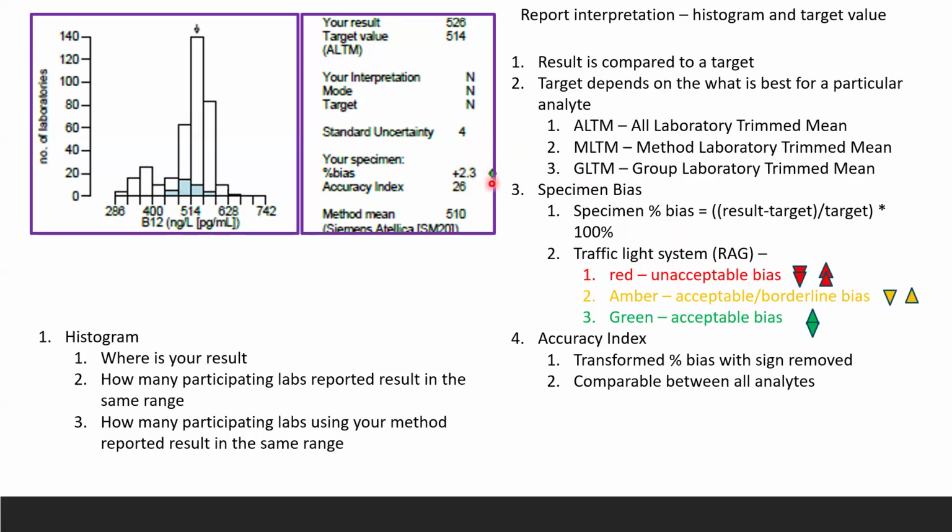Then the accuracy index is calculated. It is a transformed percentage bias with the sign removed, and it's comparable between all analytes. It's used for calculation of the A score, and I'll come to that in one of the next slides.